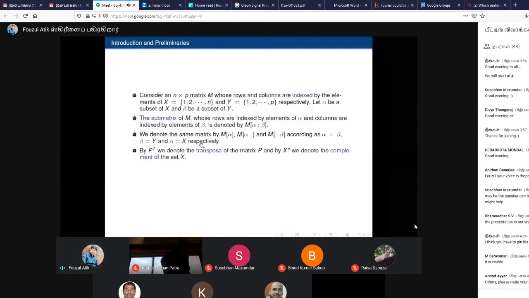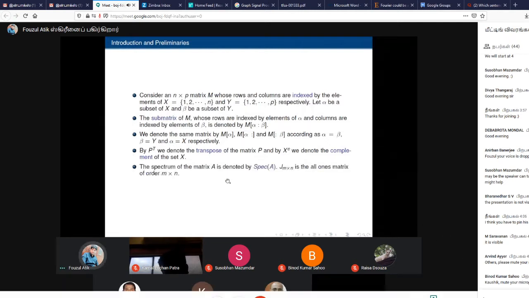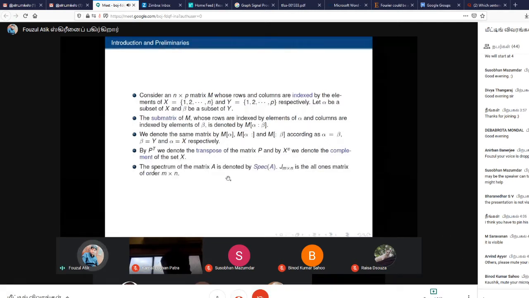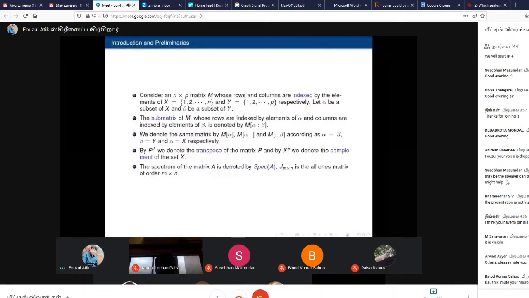By P transpose, we denote the transpose of the matrix P, and by X complement, we denote the complement of the set X. The spectrum of the matrix A is denoted by spec of A, and J M by N is the all-one matrix of order M by N, that means a matrix whose entries are all one.